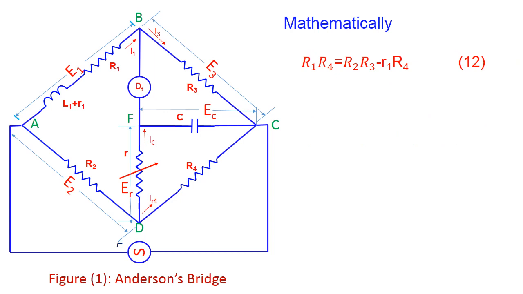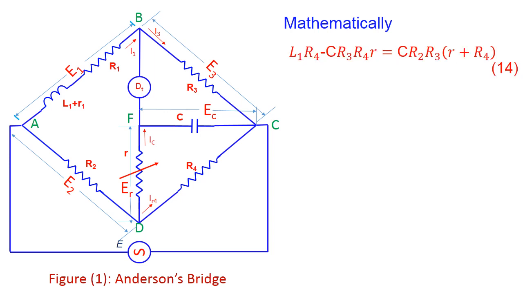Now, equating the real part of equation 11, we get r1 R4 equal to R2 R3 minus R1 R4. Solving equation 12 for unknown r1, we get r1 equal to R3 upon R4 into R2 minus R1. Similarly, equating the imaginary part of equation 11, we get L1 R4 minus C R3 R4 lowercase r equal to C R2 R3 multiplied by r plus R4.